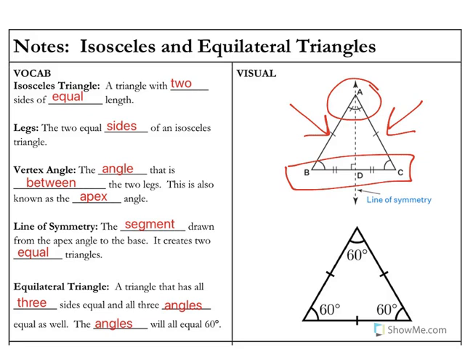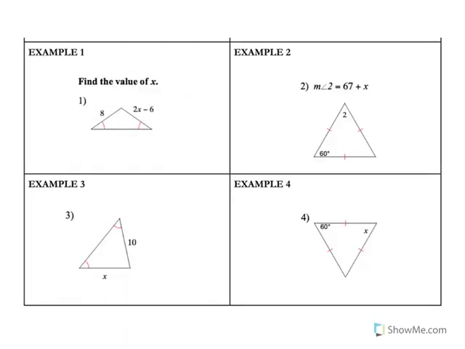And then an equilateral triangle is even simpler. It basically has all three sides and all three angles equal. Because a triangle has 180 degrees total, each of these angles will be 60 degrees. All right, so let's look at some examples.